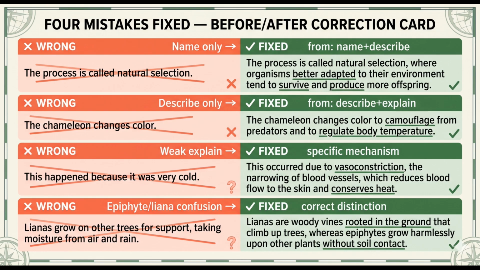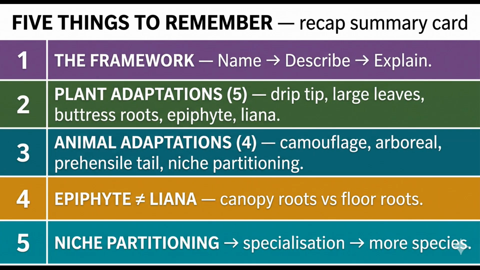Mistake 4, confusing epiphyte and liana: epiphytes grow from the forest floor using trees. Fix: epiphytes root in the canopy on a branch. Lianas root in the forest floor and climb to the canopy. Completely different starting positions.